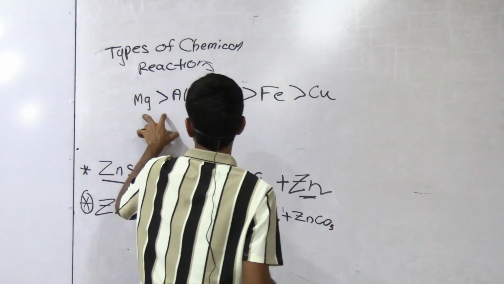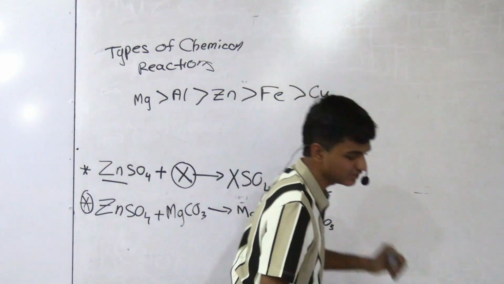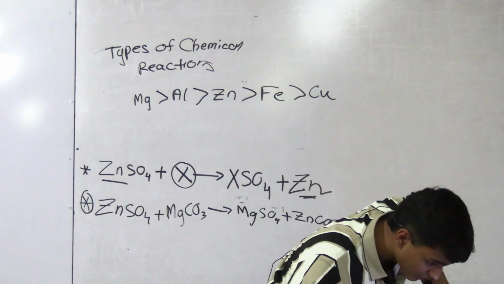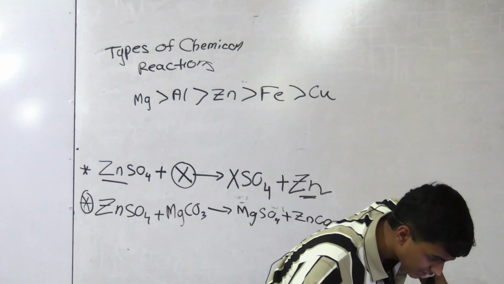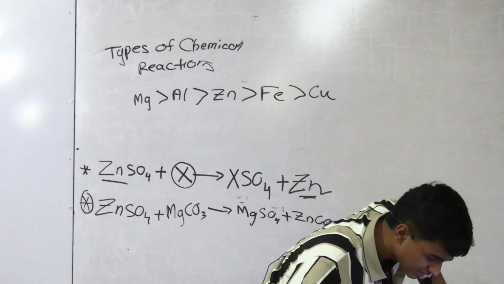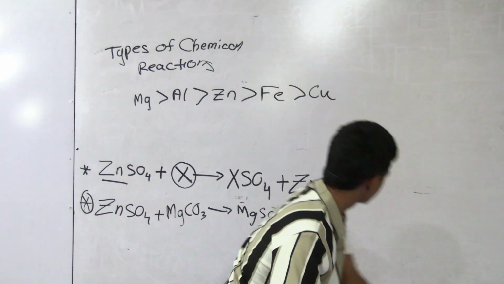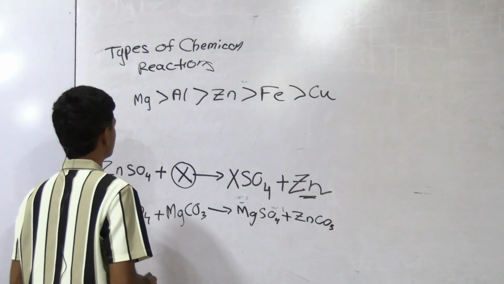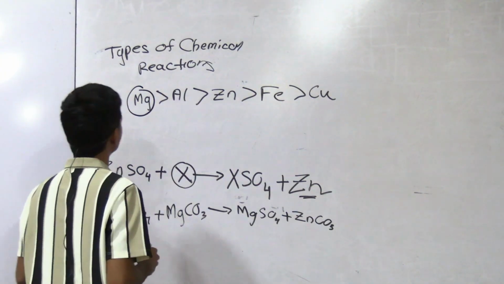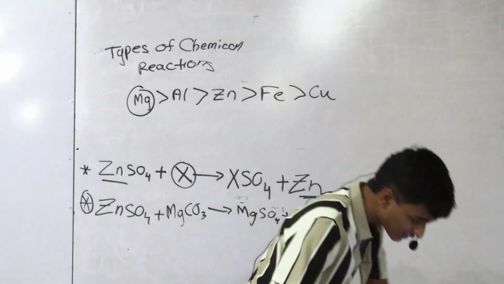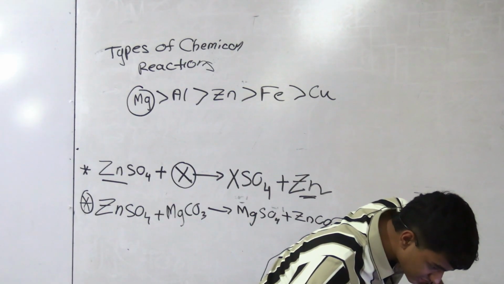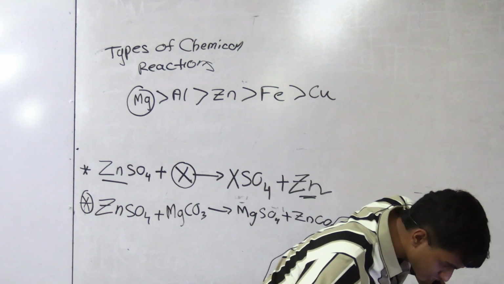So X can be either magnesium or aluminium. Let's see if we have magnesium or both actually. Second answer is aluminium, and we have third one magnesium, but the most suitable answer would be magnesium, as it is more reactive than zinc. So the answer is going to be 3, magnesium. Okay, the answer for question number 5 is number 3, magnesium. Moving on to the next question.